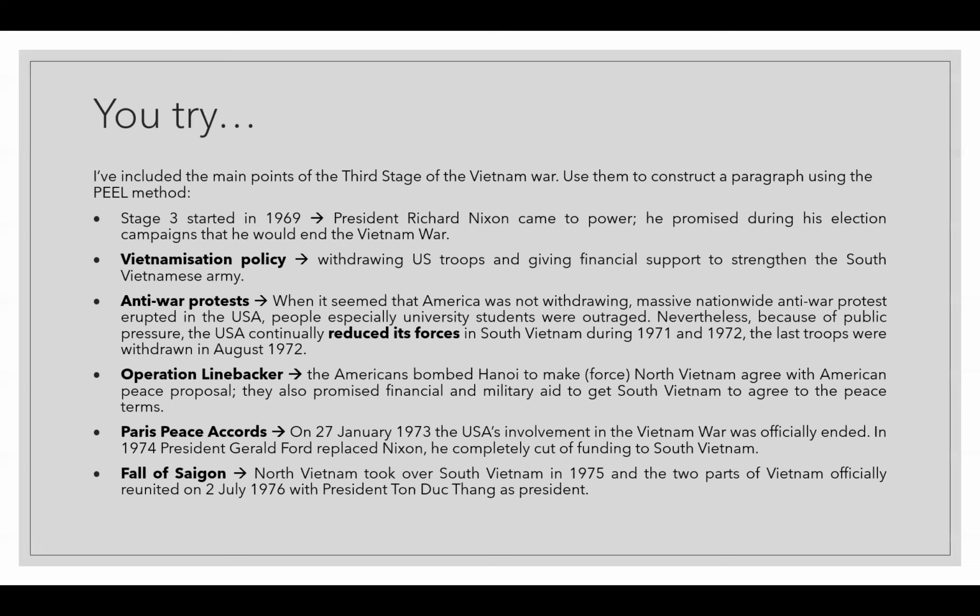Then we've got Operation Linebacker, where we've got the Americans trying to bomb cities in Vietnam, such as Hanoi, to force the North Vietnamese to agree with the American peace proposal. They also promised financial and military aid to get South Vietnam to agree to the peace terms. So the whole point of Operation Linebacker is for people to be forced to do America's will. Both sides claim victory here because the USA claims they forced the North Vietnamese to come to the negotiating table, while the Vietnamese claim that they actually won in the end, because even though they went to the negotiating table, they got what they wanted.